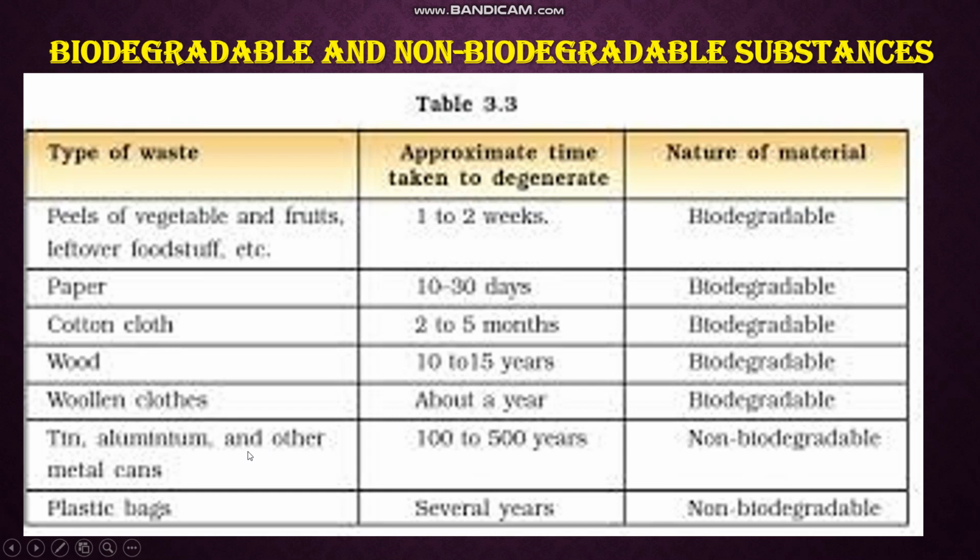But consider these examples: tin, aluminium and other metal cans. It takes 100 to 500 years. That means within one person's lifespan, it does not get degenerated. It takes several years to degenerate. That is the reason it is considered as non-biodegradable. Think about the plastics. We cannot count how many years it takes to degenerate. So that is also non-biodegradable.